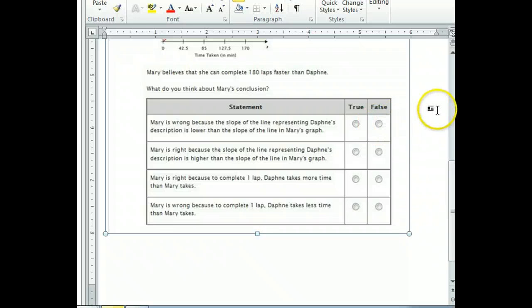That's false. That is not true. We saw that Daphne's line is higher than Mary's because she is increasing in the number of laps she's covering at a different rate. Next, Mary is right because the slope of the line representing Daphne's description is higher. Well, first of all, it is higher, but that does not indicate that Mary can swim any faster than Daphne can. So that would be false also.